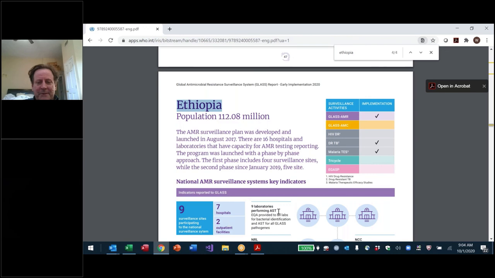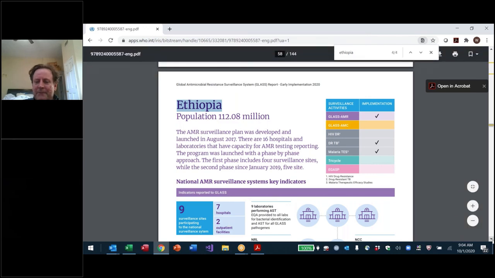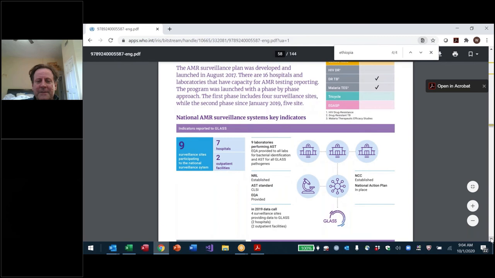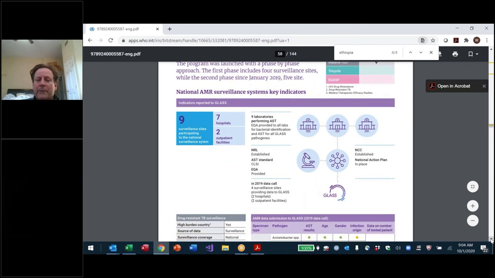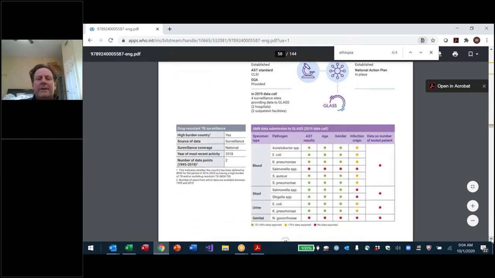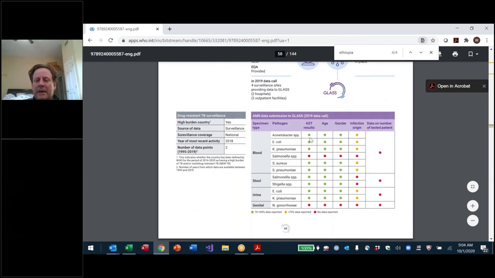7 hospitals, 2 outpatient facilities, 9 labs perform AST. The National Reference Lab, EQA is provided. In the 2019 data call, there were 4 surveillance sites: 2 hospitals, 2 outpatient facilities. So what you see is data were reported on the green pathogens. You reported Acinetobacter, vector, age, gender, infection origin, partially, less than 70%, because to do that you need the date of admission. Data on the number of people would include the negatives.